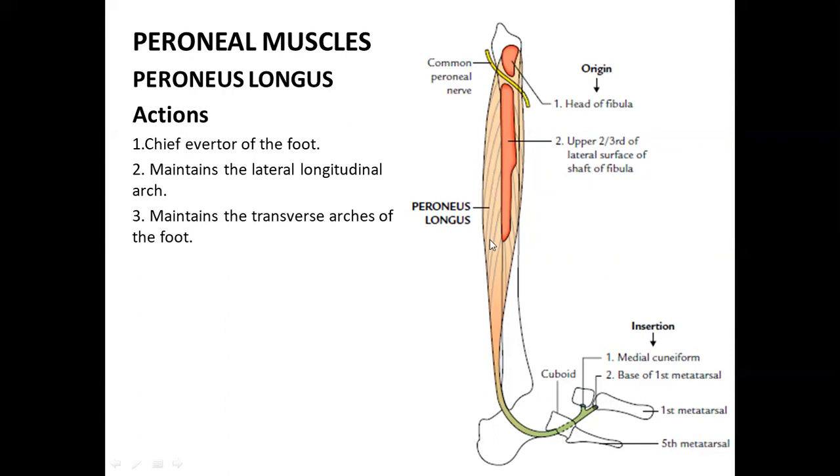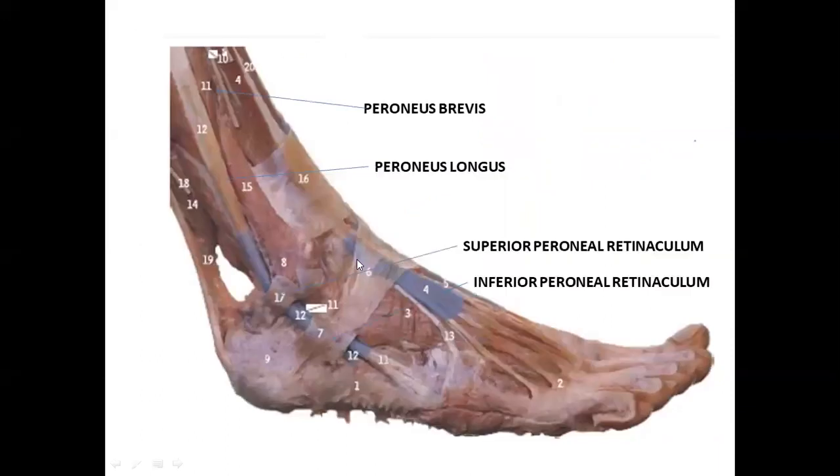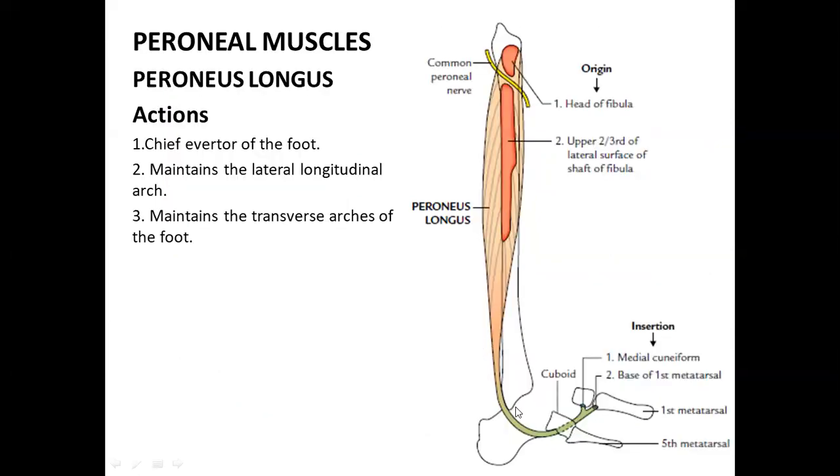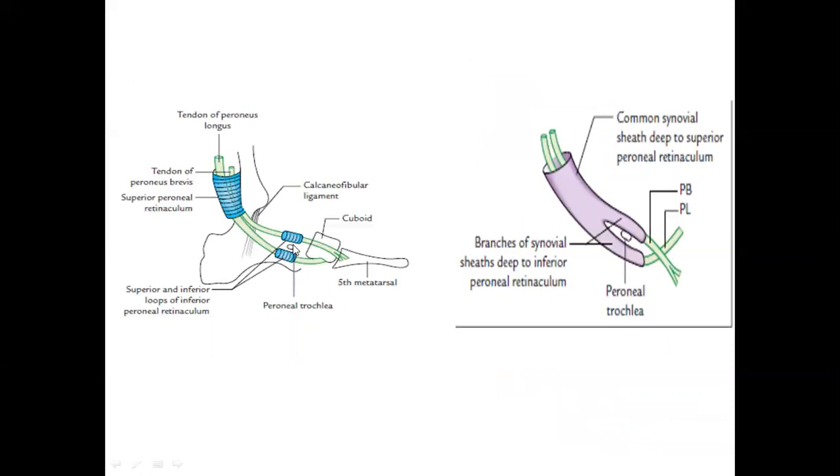When we look down, we have a muscle, it forms a long tendon. The long tendon, as you can see here, lies superficial to the peroneus brevis muscle. Then it passes downwards through the groove on the posterior surface of the lateral malleolus under the superior peroneal retinaculum. Then it passes inferior to the peroneal trochlea. Peroneal trochlea के नीचे से pass होता है.